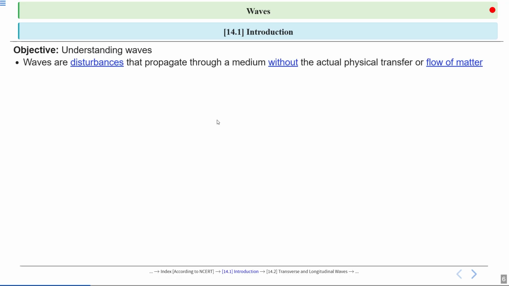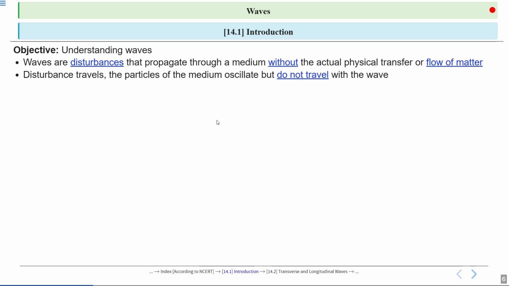So let's define what a wave is. A wave is a disturbance that moves or propagates through a medium, but it does this without actually moving the material itself from one place to another. So as the disturbance travels, the particles of the medium, like water molecules, just oscillate or move back and forth in place. They don't travel along with the wave.